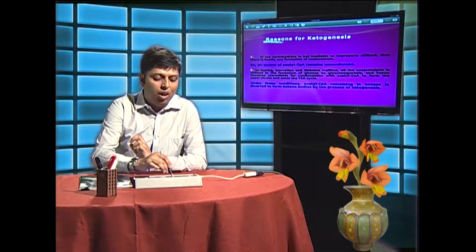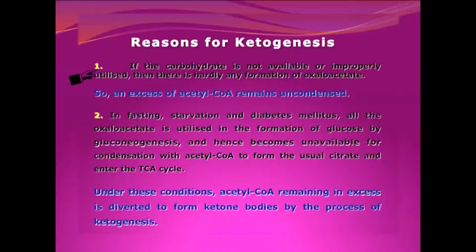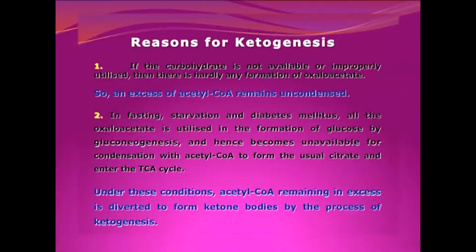Coming to the reasons for ketogenesis, if the carbohydrate molecules are not properly utilized, or if they are not available to us, then there will be hardly any synthesis of oxaloacetate by the TCA cycle. But side by side, the fatty acid oxidation is continuing. So acetyl-CoA molecules are generated as usual. So what will happen to this acetyl-CoA? It cannot condense with oxaloacetate because it is not properly produced. So the acetyl-CoA will be accumulated within our body.